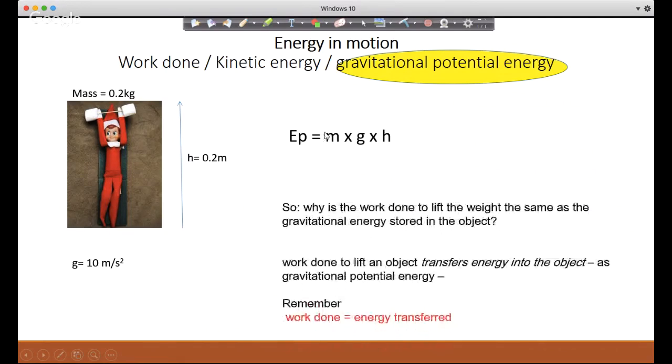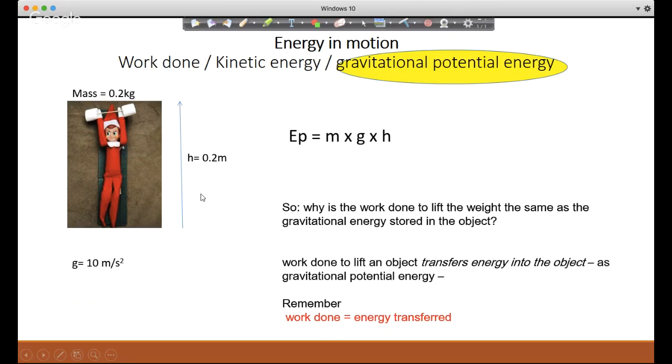What we might notice is that the work done to lift the weight is exactly the same as the gravitational potential energy stored in the object. Well, it's no coincidence. It's because the work done by the little elf to lift up those dumbbells transfers into the object. So his chemical energy inside his little arms would have gone down because he's used up some glucose to lift it up. So he's done some work, and that work, as a value of energy, is now in the dumbbells because of their height above the earth.